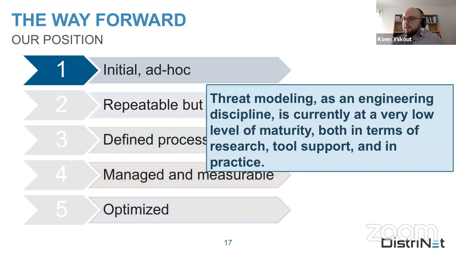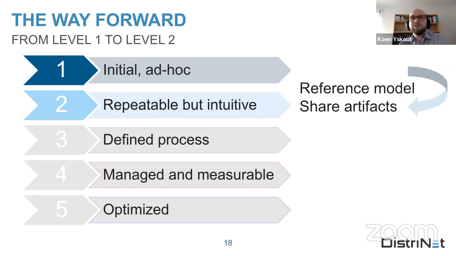Our position, and it's my intention in this presentation to give a few controversial statements which might lead to discussion. This is one of the first of these, I think. Our position is that currently threat modeling as an engineering discipline is still at a very low level of maturity. So both in terms of the research, the tool support, and the way it happens in practice. And then also in this paper where we describe this, we highlight a few research challenges that we see to move threat modeling up on this maturity ladder, or down on this slide.